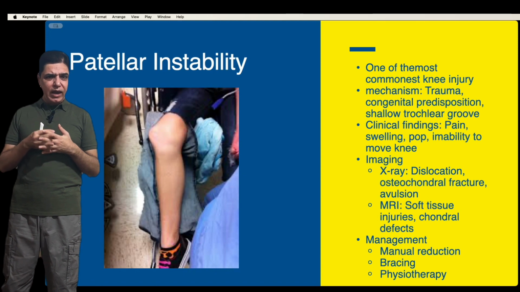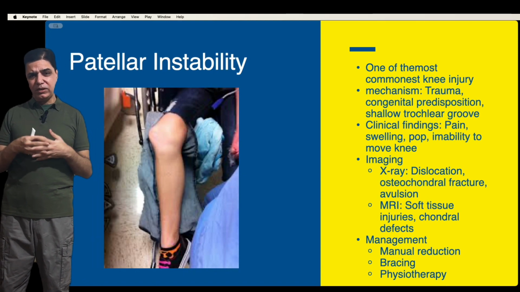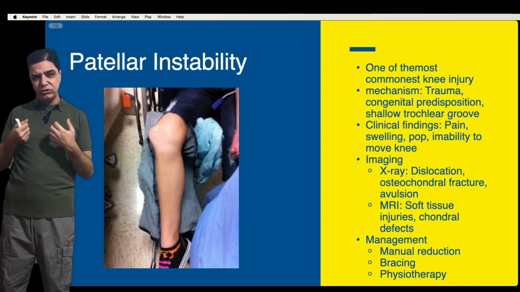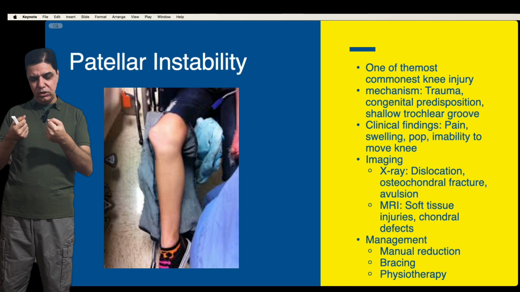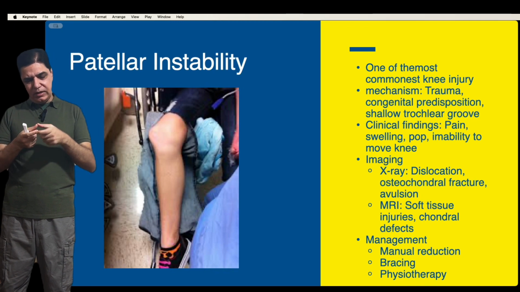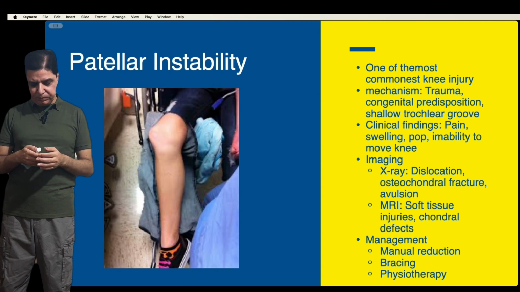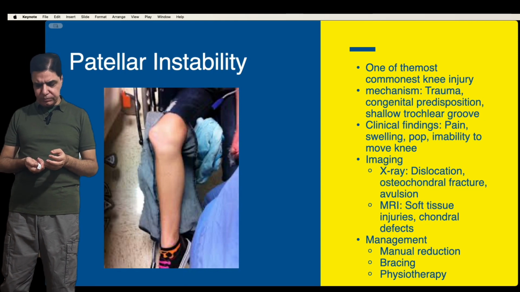So the hamstrings and the quadriceps muscles have to be developed, so that the ligamentous laxity in the knee is overcome by the strong muscles, and they are able to hold the patella back in place, especially when there are violent forces. So, physiotherapy for repeated patellar dislocations.